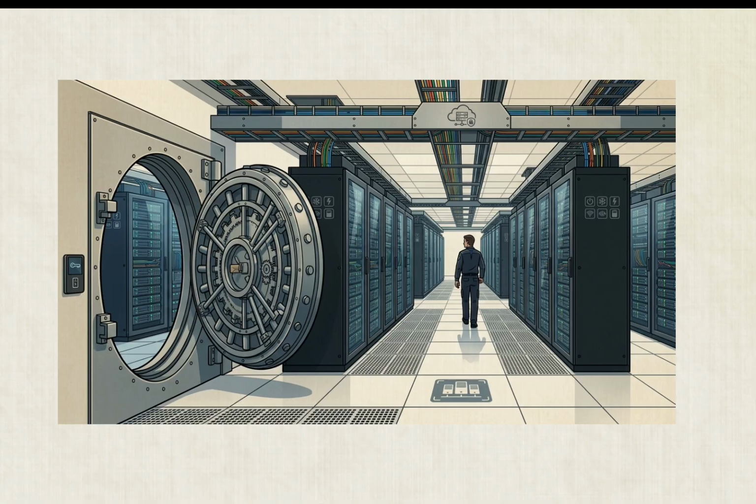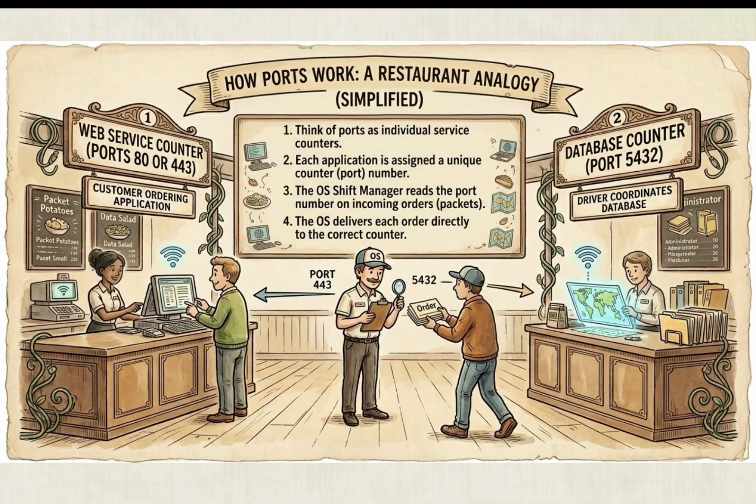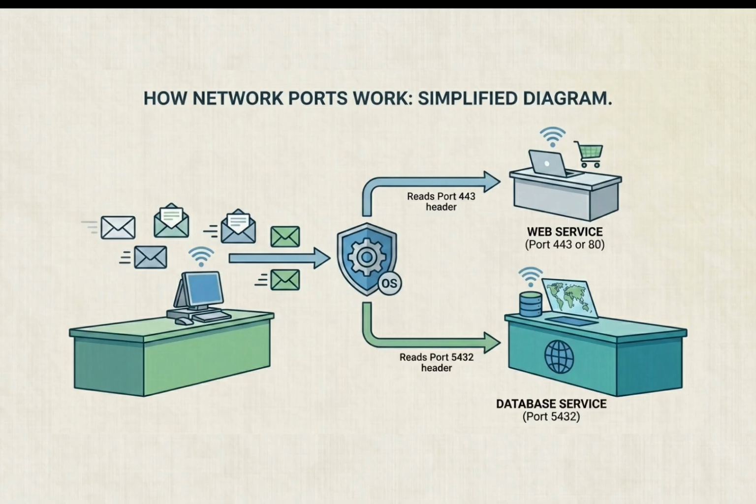Once inside the server house, data needs to reach the correct internal program. This is the role of ports. Think of ports as individual service counters inside the restaurant. Our customer ordering application lives at the counter labeled port 80 or 443. Our driver coordinates database lives at the counter labeled port 5432. The computer's operating system acts as the shift manager, reading the port number on the incoming packet and delivering it straight to the correct counter.